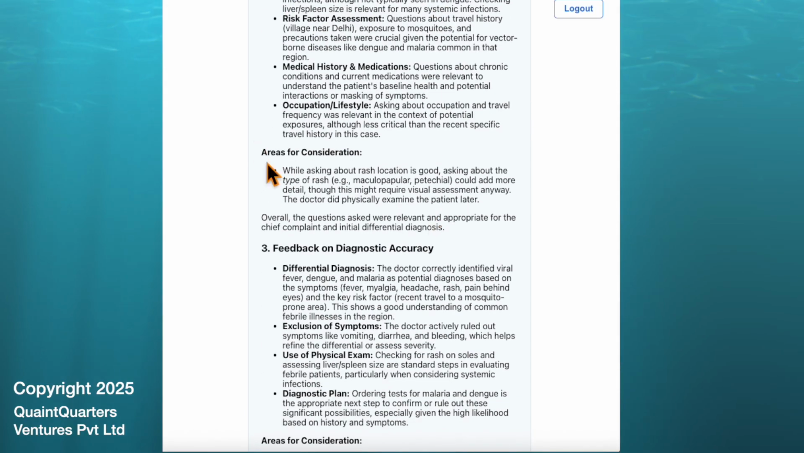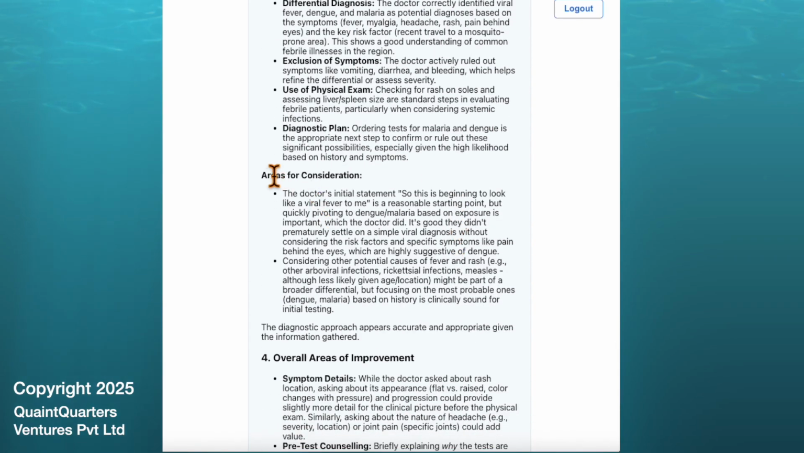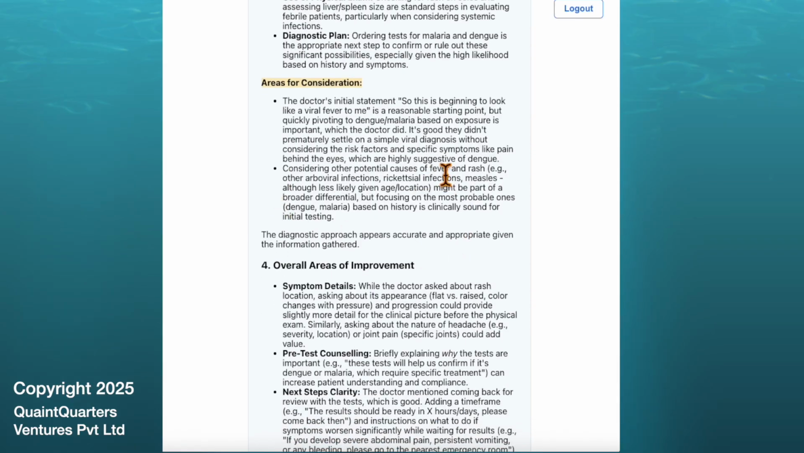Now here is the area of consideration: while asking about rash location, asking about the type of rash could add more detail, though this might require visual assessment anyway. So this is the feedback. Feedback on diagnostic accuracy will be there, and the weaker areas, there will be areas for consideration, like the doctor's initial statement, this is beginning to look like a viral fever to me, is a reasonable point, but quickly pivoting to dengue, malaria based on exposure is important, which the doctor did. So it's a good thing. Considering other potential causes of fever and rash should also have been mentioned.